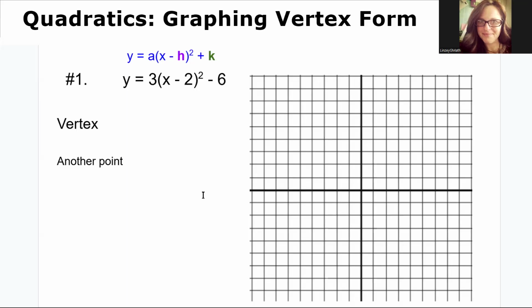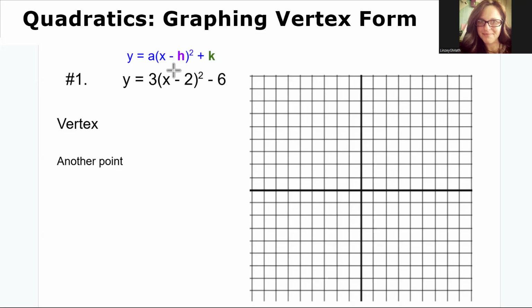Welcome to our session on quadratics, graphing, vertex form. We'll go through 3 examples. Number 1, here is our quadratic given in vertex form. Let's start by finding the vertex.